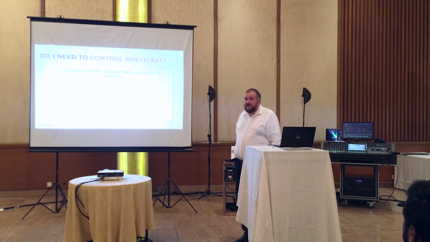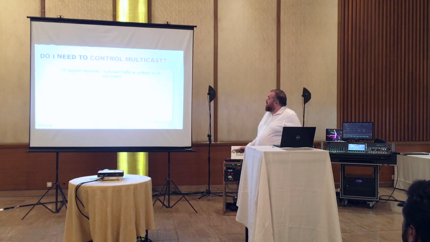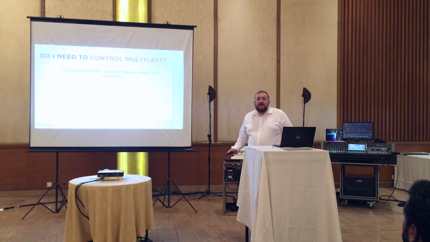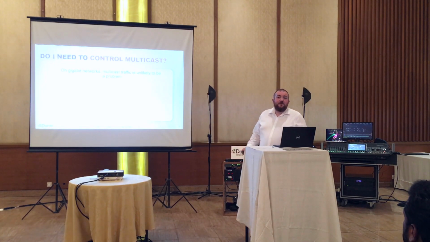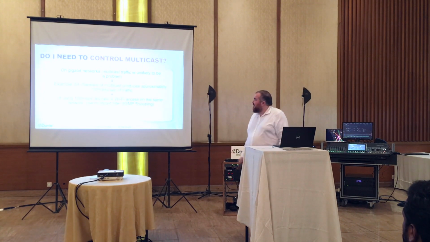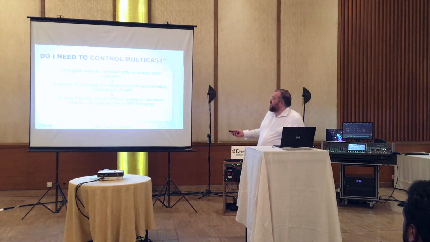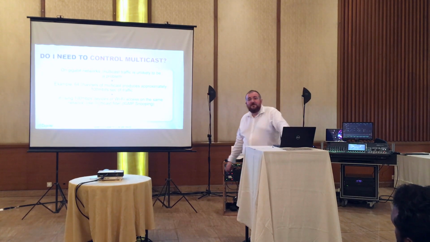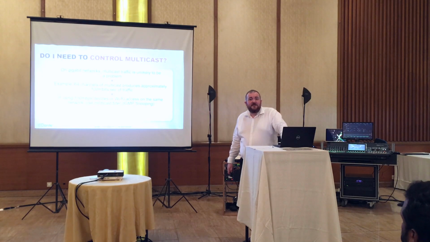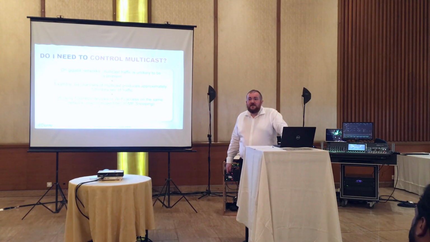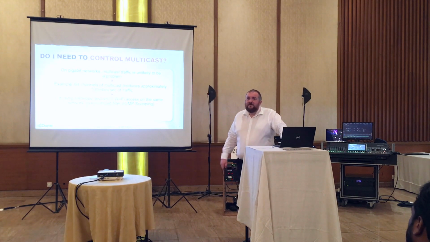So do I need to control multicast? Well, on a gigabit network, multicast traffic is unlikely to be a huge problem in normal circumstances. Of course, there are circumstances where there may be a lot of multicast. So remember that 64 channels of multicast is still only going to be about 100 megabits per second of data. So if everything's gigabit, still only about 10%. I would say 100 megabits per second of multicast would be considered quite large by most network managers.